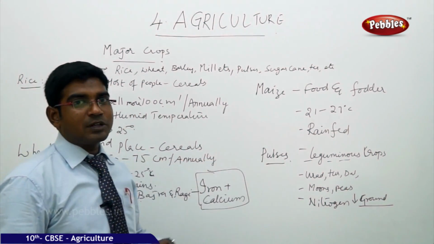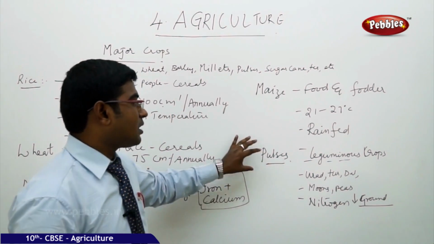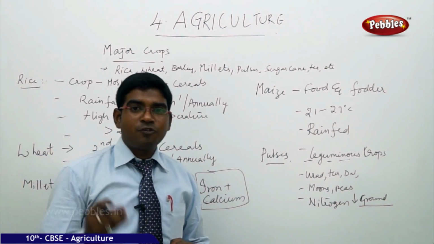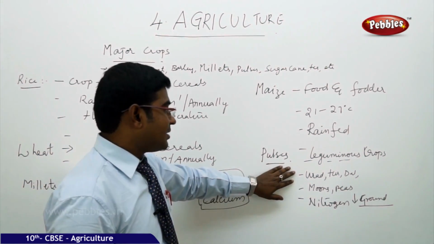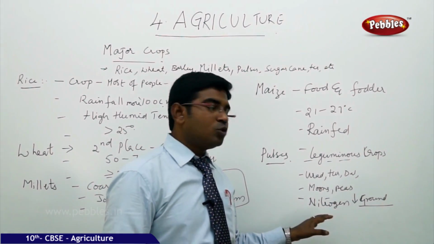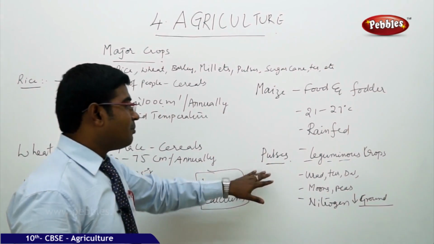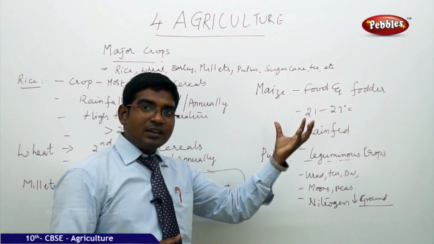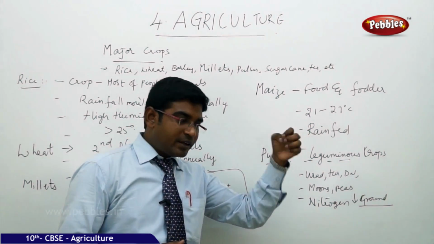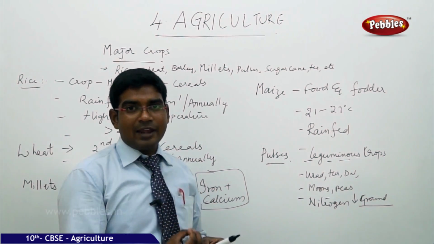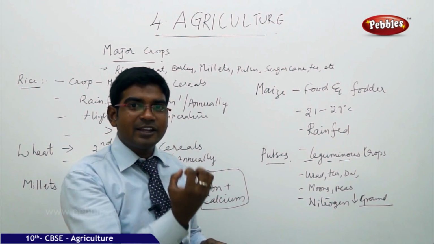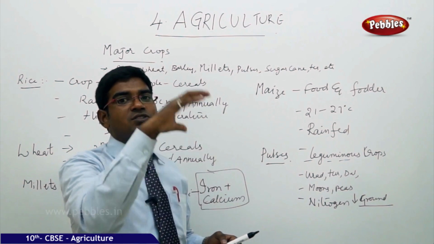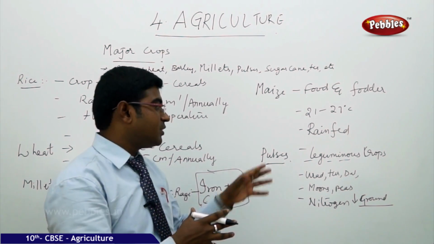And moving on to the last but not the least, the pulses. The pulses are also known as leguminous crops because they have a special feature. The urad dal, tur dal, moongs, piyas all come under the category of the pulses. They have a special feature which makes them bring the nitrogen which is present in the air into the deeper parts of the land. When nitrogen is getting added back to the lands, it would automatically boost the fertility levels of the land. That is the specialty of the pulses.